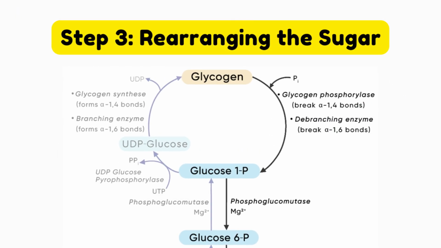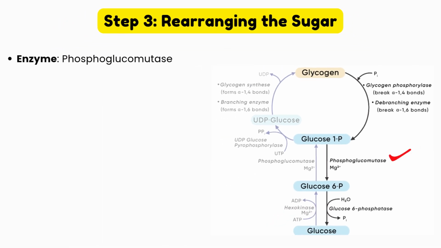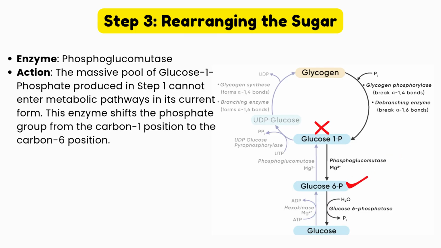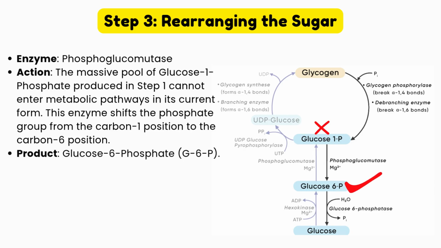Step 3. Rearranging the sugar. The enzyme used is phosphoglucomutase. Action: the massive pool of glucose 1-phosphate produced in step 1 cannot enter metabolic pathways in its current form. This enzyme shifts the phosphate group from the carbon 1 position to the carbon 6 position. Thus the product is glucose 6-phosphate.